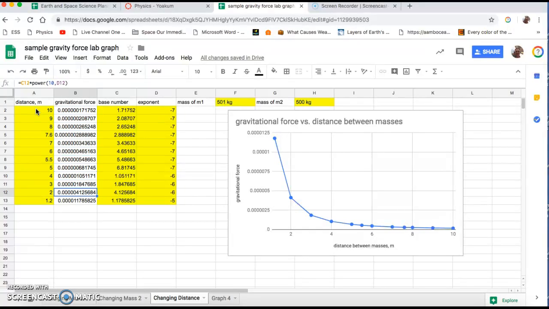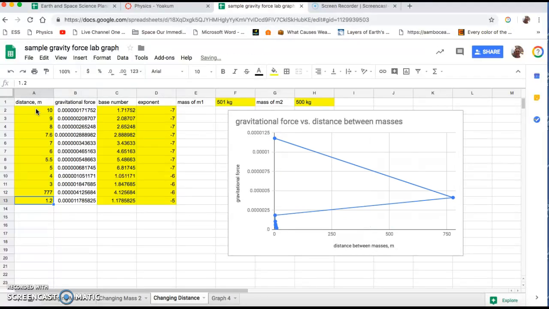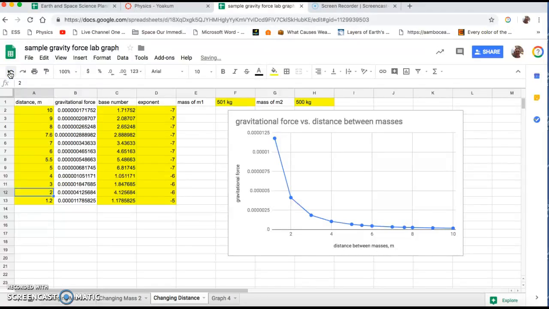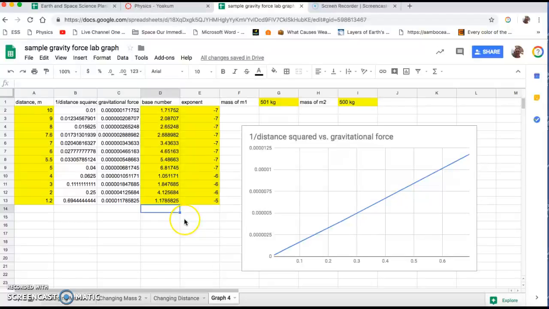Only touch the things that are in yellow, and you can see if I type in a number, it'll automatically update the graph. You don't have to fret about that. The last thing is your graph 4, where you straighten graph 3. Graph 3 is curved. You're going to do a little bit of algebra on this to straighten it. So once again, you can enter your distances that you got on your 3rd pass through, and you can enter your base numbers and your exponents, and then this will perform the little algebra for you.